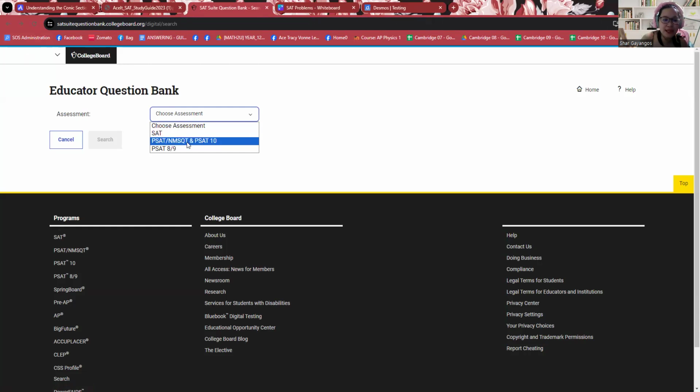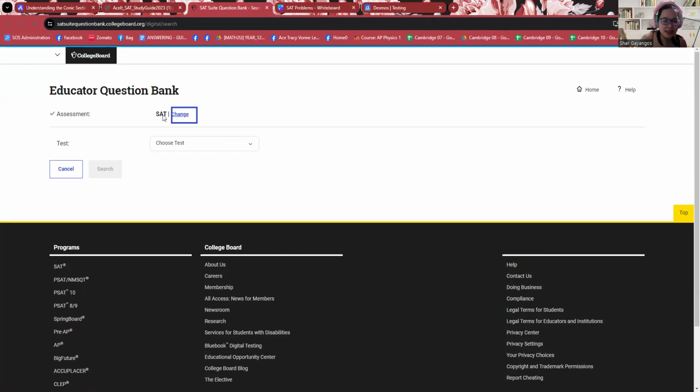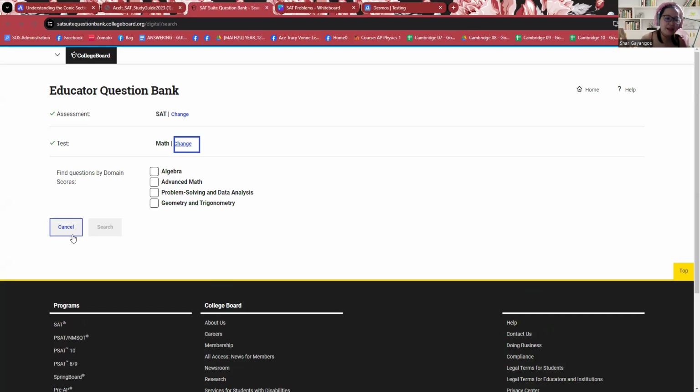So if it's the PSAT, then go ahead and select either of these two. Or if it's the SAT, then go ahead and select SAT. And then you'll have the option to select which domain. So we have reading and writing here, and then let's go ahead and select math. The good thing about this question bank feature is that you could select domains, meaning you can either select everything or just focus on one.